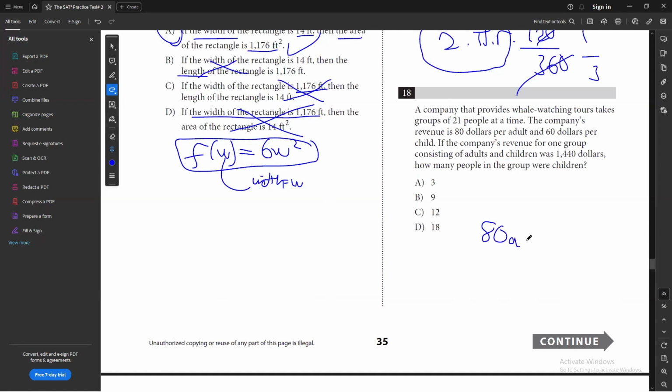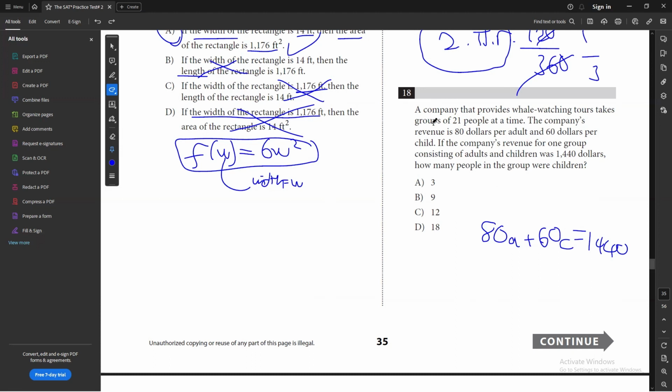$80 per adult. I'm going to say A per adult, and $60 per child, plus 60C. If the company's revenue for one group consisting of adults and children was $1,440, so it's equal to this. How many people in the group were children?